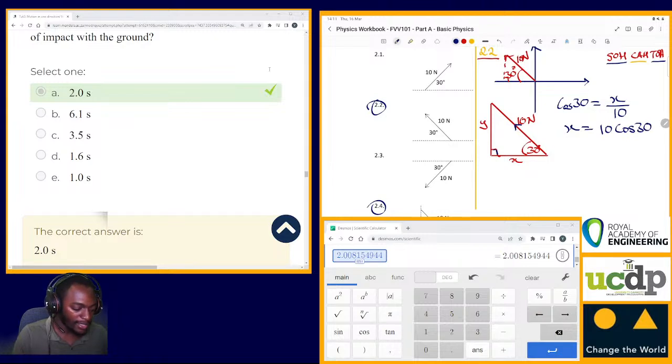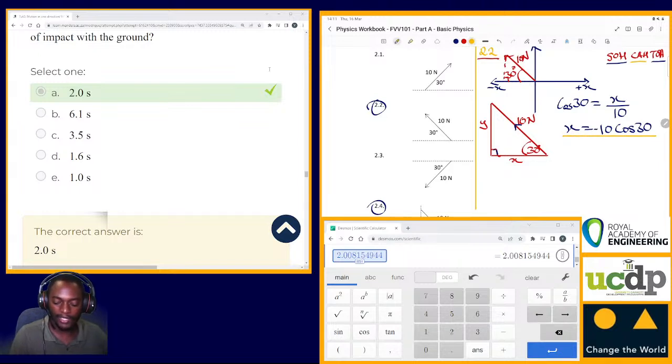Alright, and since this is a vector, it should have magnitude and direction. Then you look, this is on the negative side of the x-axis, and this was the positive side. So this becomes a negative 10 cos 30.